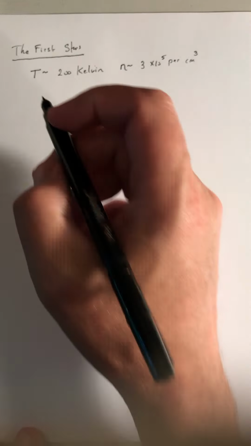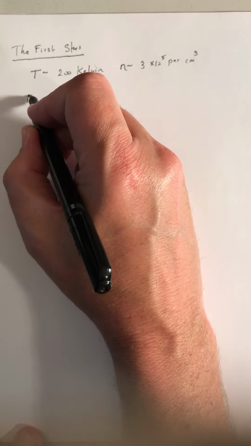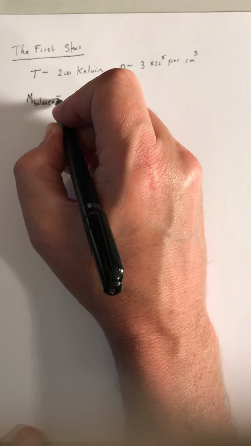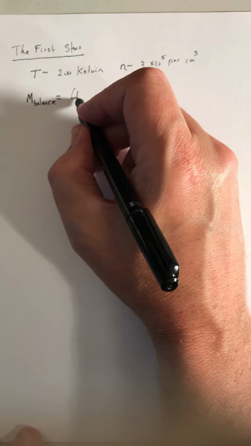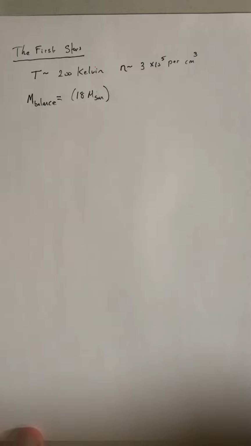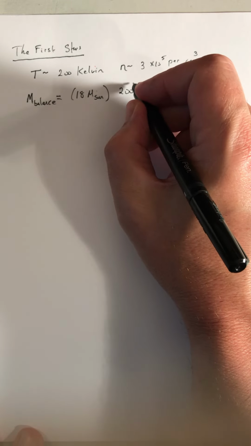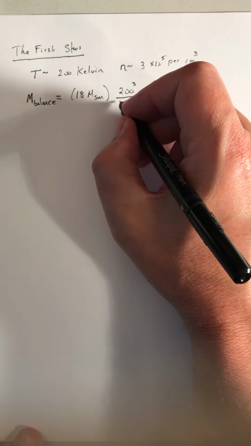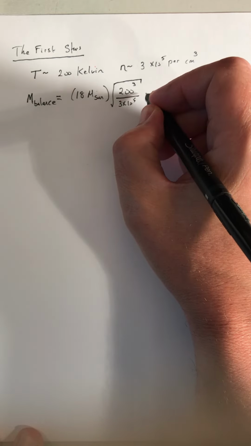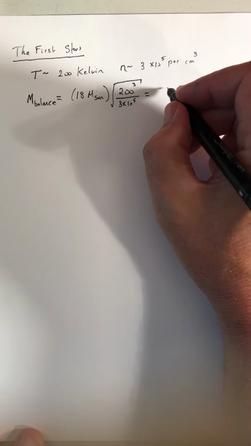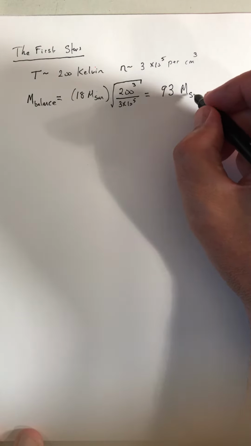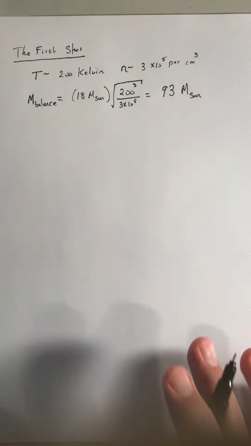So let's see what the mass that can be in balance is for those conditions. So again, 18 times mass of the sun, 200 cubed over 3 times 10 to the 5th, and all under a square root. Go through and calculate that, get that to be 93 times the mass of the sun.